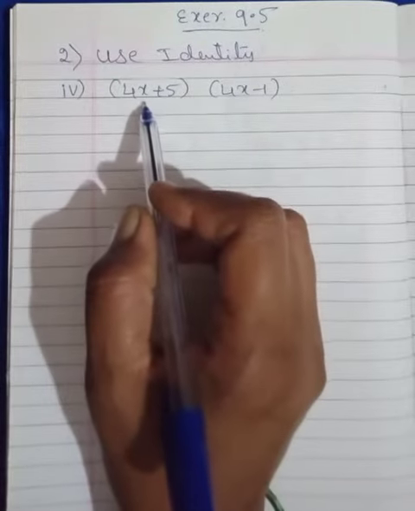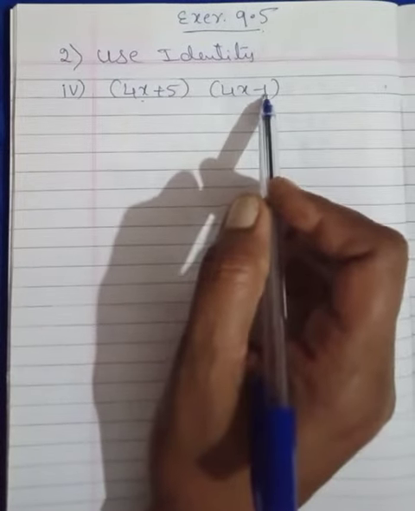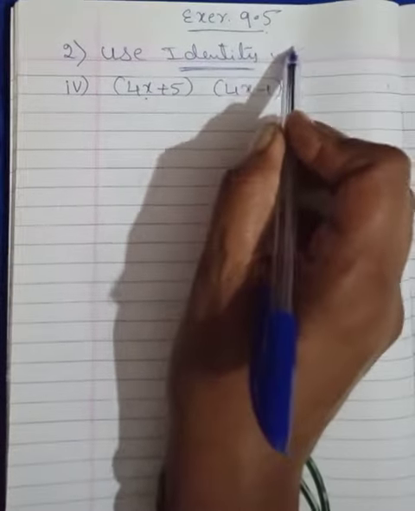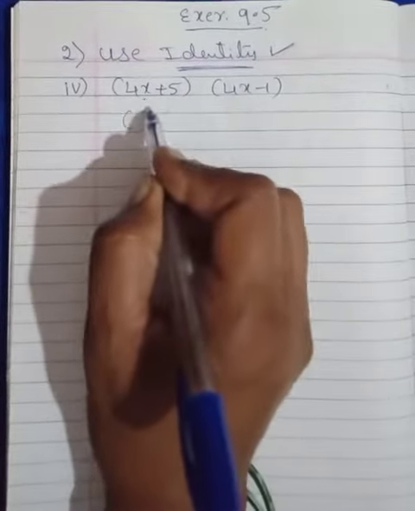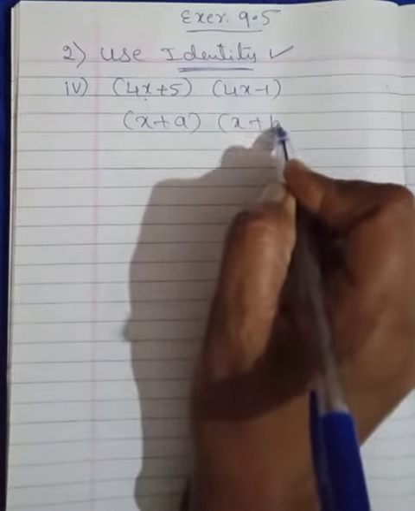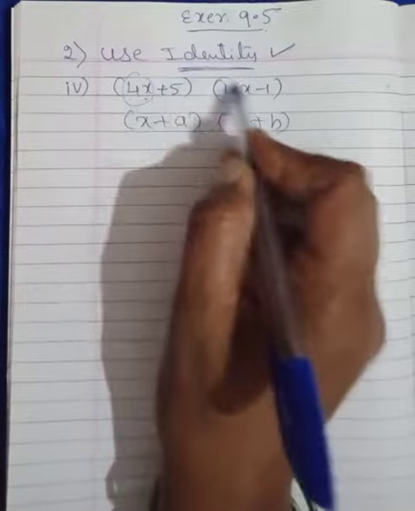See this problem, we have here 4x plus 5 and 4x minus 1. They asked us to find the product of this one by using an identity. Which identity can we apply for this one? I'll show you. It is (x plus a) into (x plus b). Why? We have only the first term the same, is it?